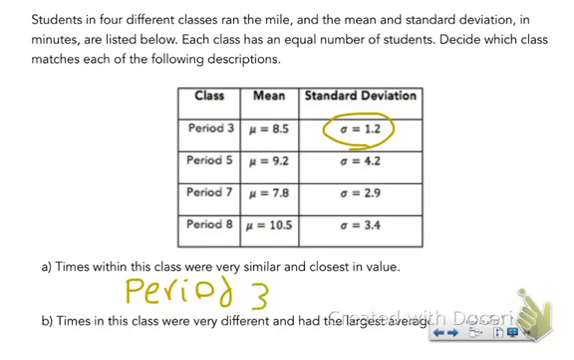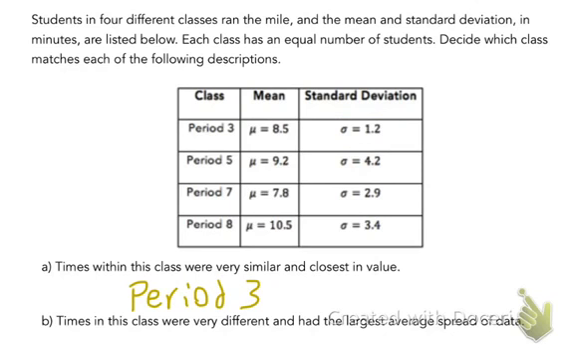And then the second one says the times in this class were very different and had the largest average spread of data. So I'm just looking for the biggest standard deviation. So 4.2 is the biggest. Again, I don't really care what the mean is, the average, but 4.2 tells me that they were the most spread out on average.